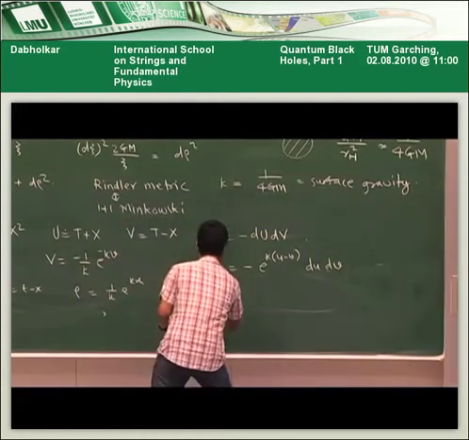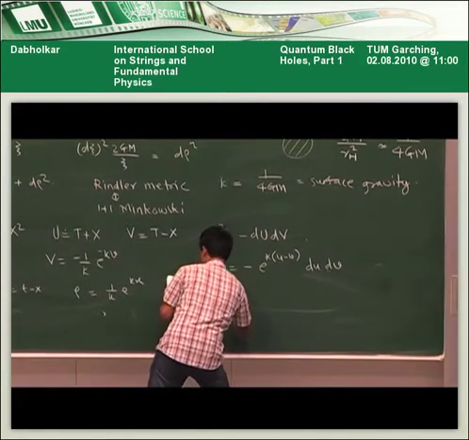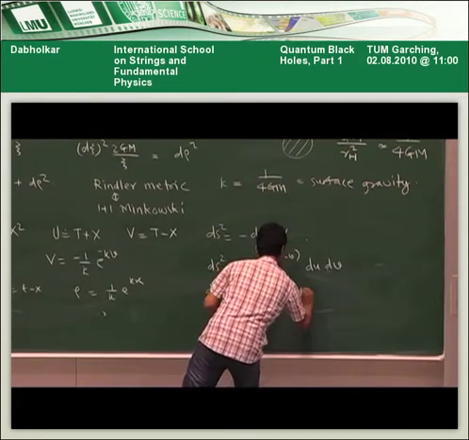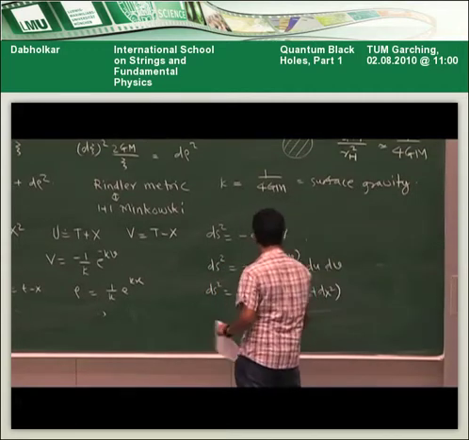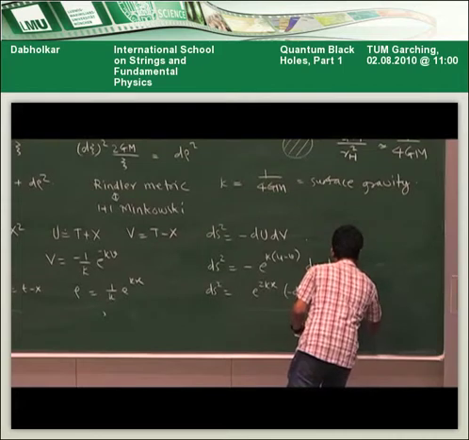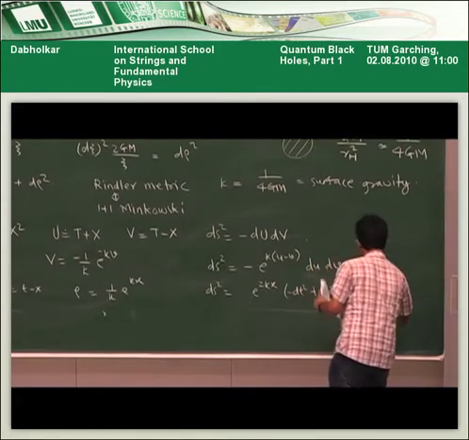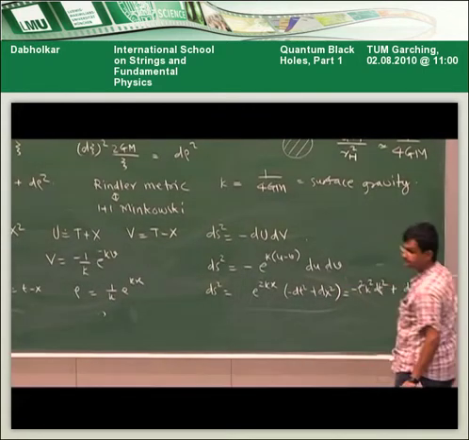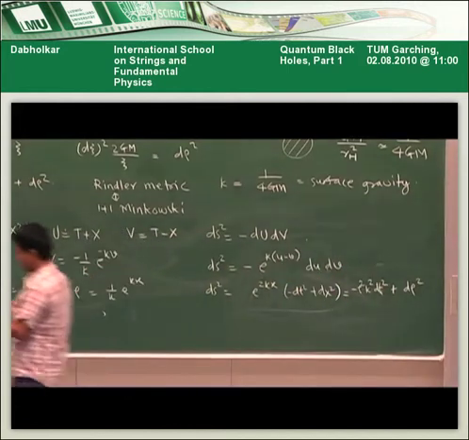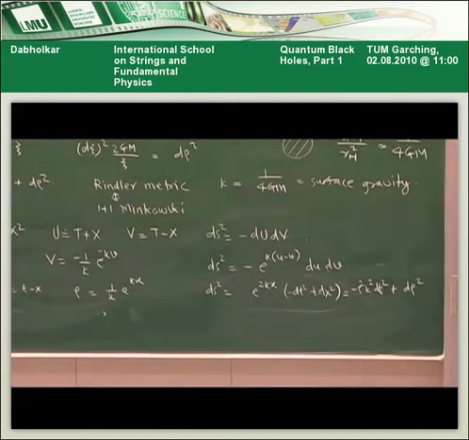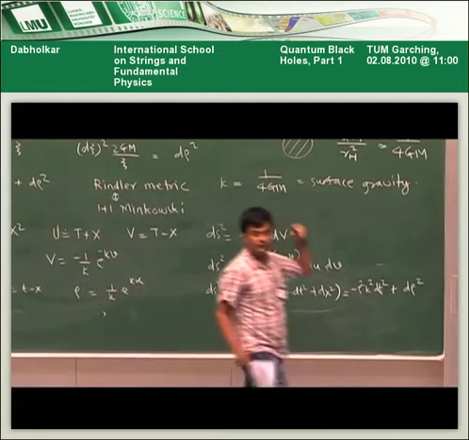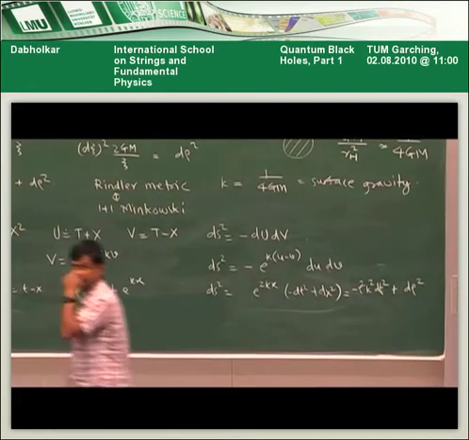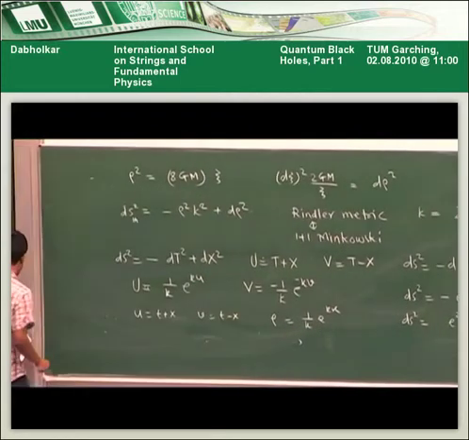Then you will find that ds square is equal to e to the 2 kappa x times minus dt square plus dx square, which is equal to minus rho square kappa square dt square plus d rho square. So a very simple change of coordinates takes you from Minkowski space to the Rindler metric. And therefore, a black hole very near the horizon is like a Minkowski space. There is nothing special happening at the black hole. And that's very funny, it looks like.